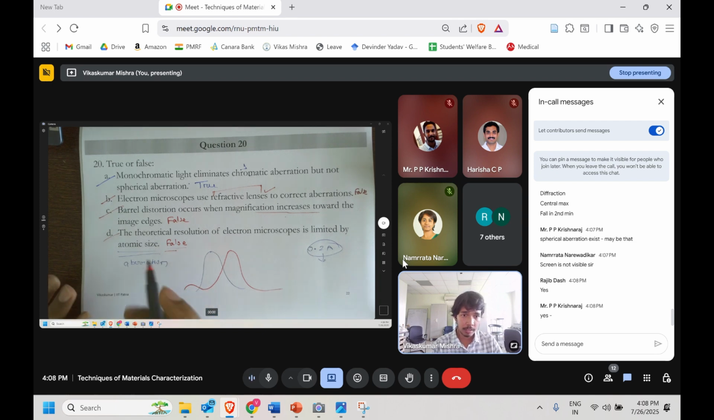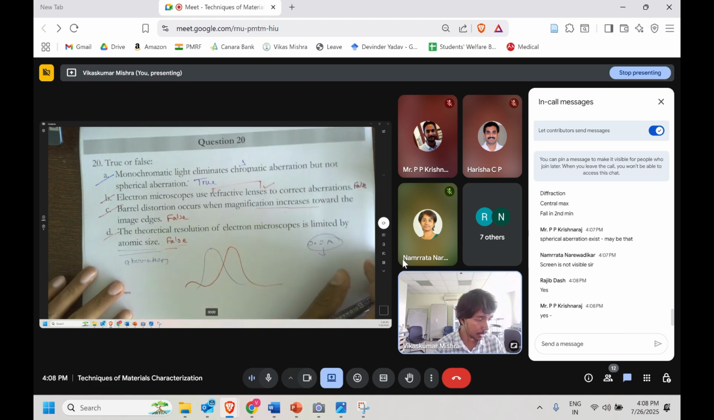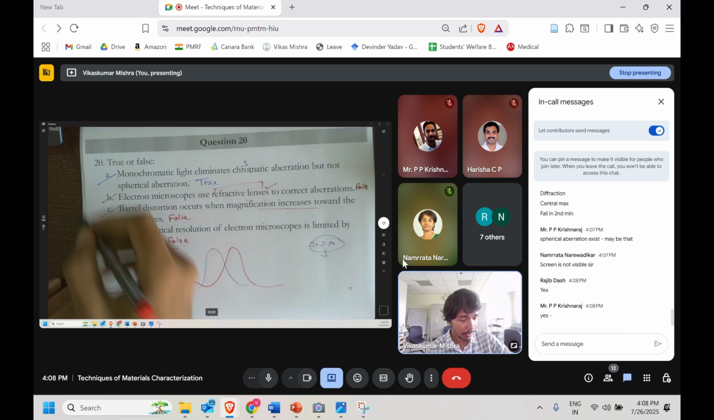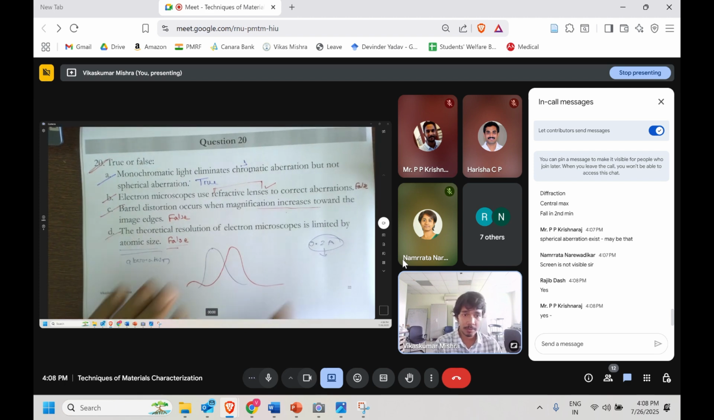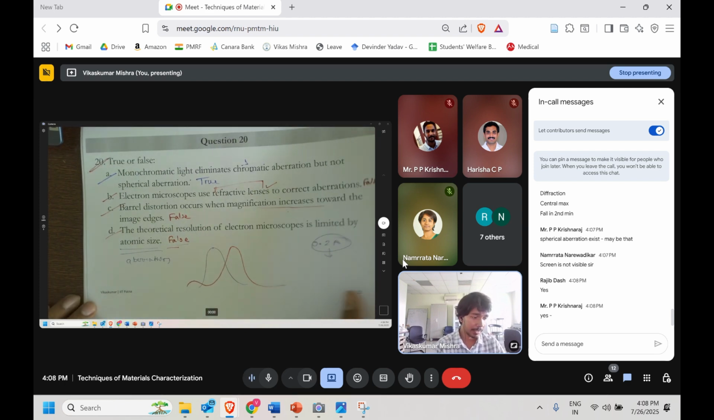So here we can say the answer is false. See, I'm not good in that screen. I have that writing pad for the screen, which we can write in the PPT itself, but I prefer the pen and paper. So with that, we have solved this question number 20. If there is any doubt in this, please let me know. If not, let's move ahead.